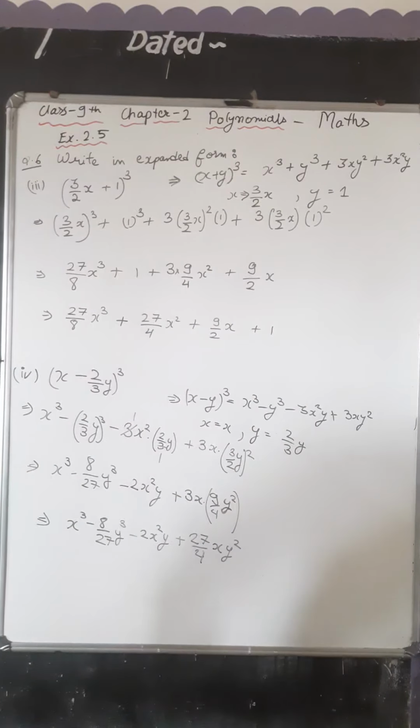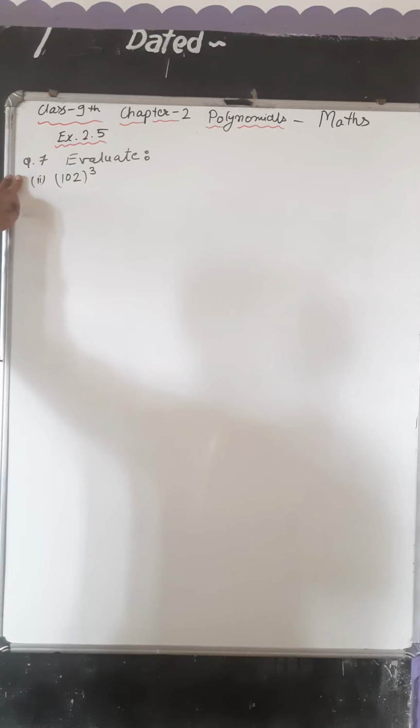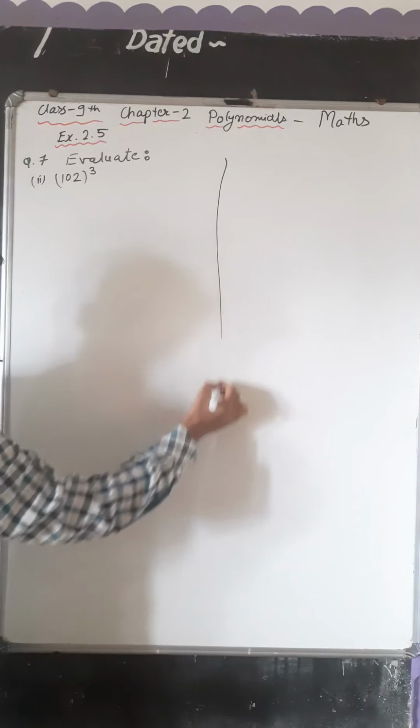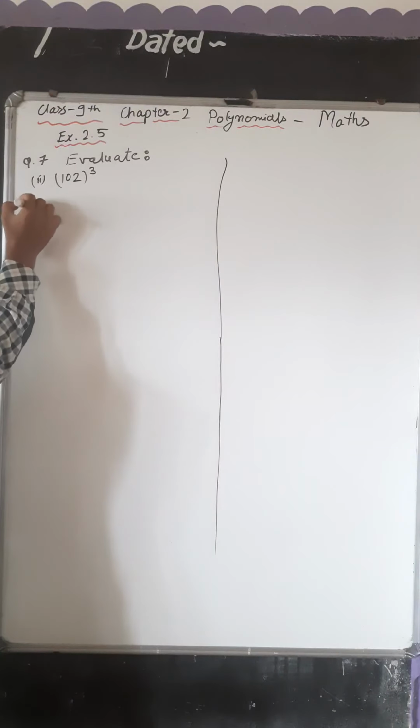Okay, students. So up to question number 6 we have finished. We will now take question number 7. Question number 7 says evaluate the following. We have these types of questions. I am doing the second one.